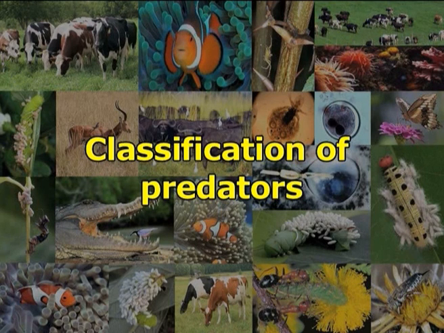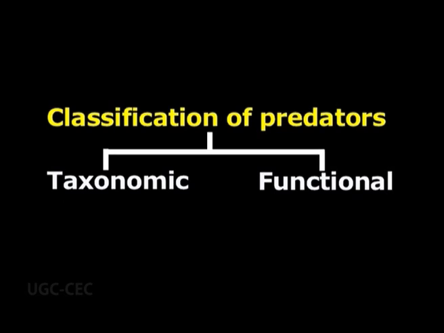Classification of predators. There are two main ways in which predators can be classified. The most obvious classification is taxonomic. Carnivores consume animals, herbivores consume plants, and omnivores consume both herbivores and carnivores. An alternative, however, is a functional classification based on the extent to which they feed on and interact with their prey.